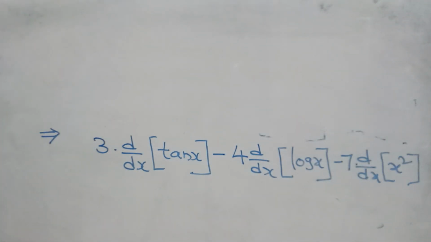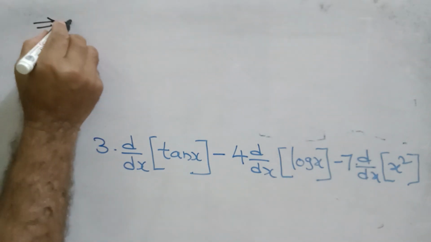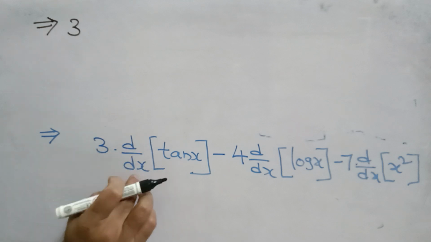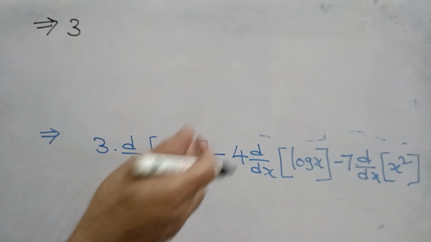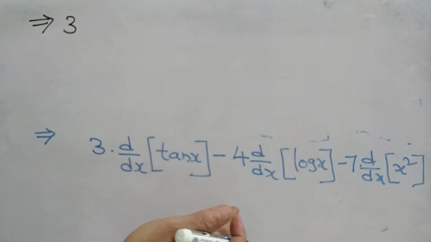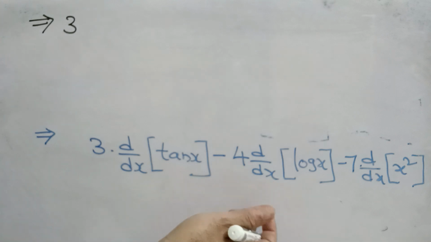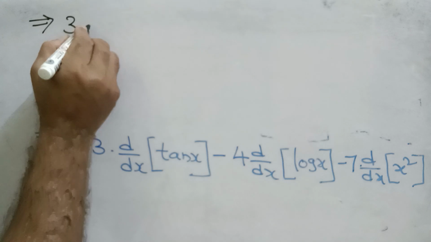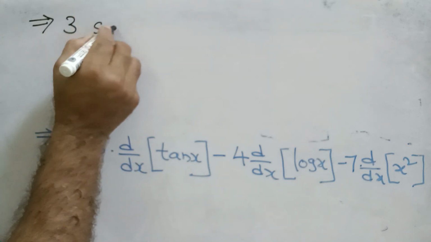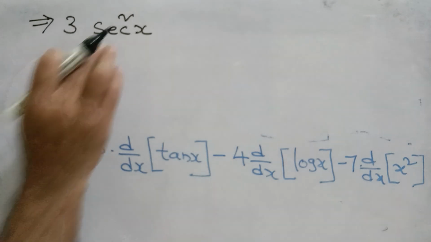Now tell me, I have already explained that this implies it is 3. What is the d by dx of tan x? You have to do this in your examination. Just now we have seen that d by dx of tan x is equal to secant square x, which is 1 by cos square x.